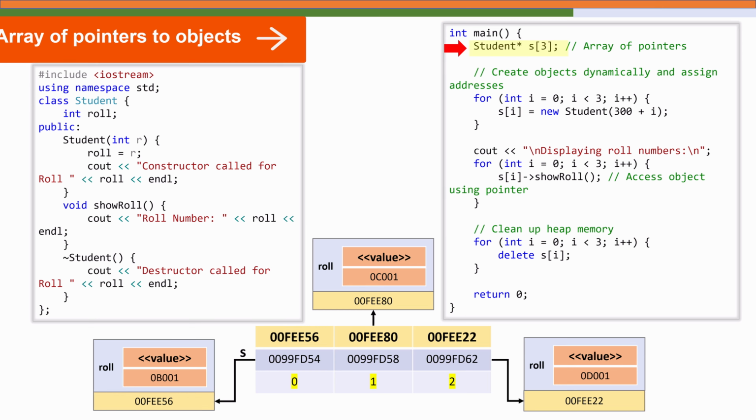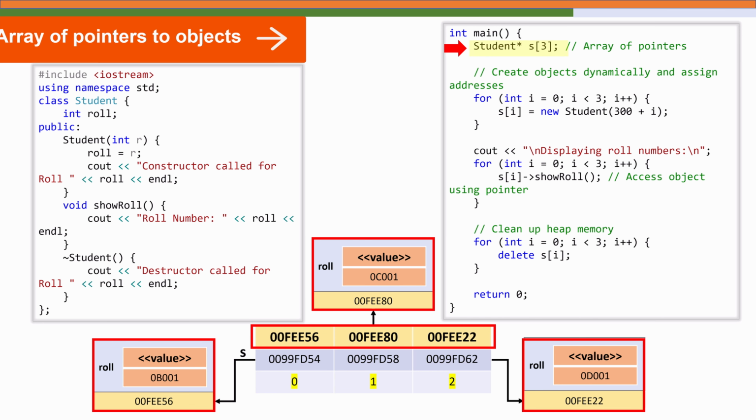So in this code, we declare Student* s[3]. This creates an array of basically 3 pointer variables, each capable of holding the address of a student object. Inside the loop, we use the new keyword to create each object dynamically. For example, s[i] = new Student. So all 3 objects live in different parts of the heap memory, while the array itself lives on the stack and holds the addresses. The array itself is stored on the stack and it only contains 3 pointer variables. Each pointer stores the address of a student object created dynamically on the heap.